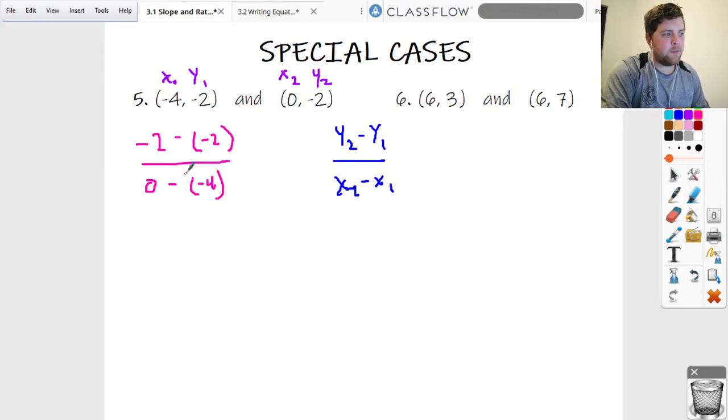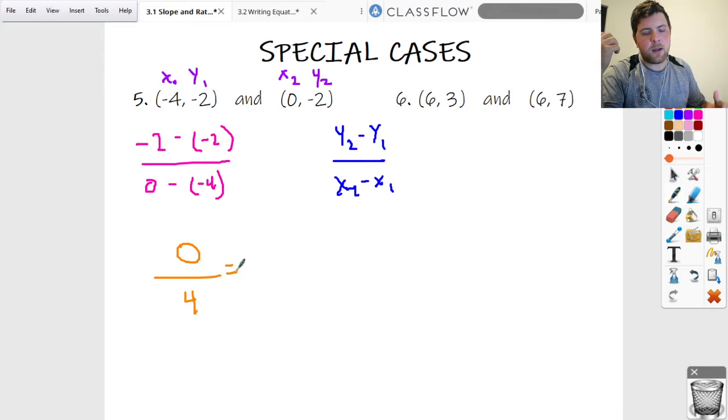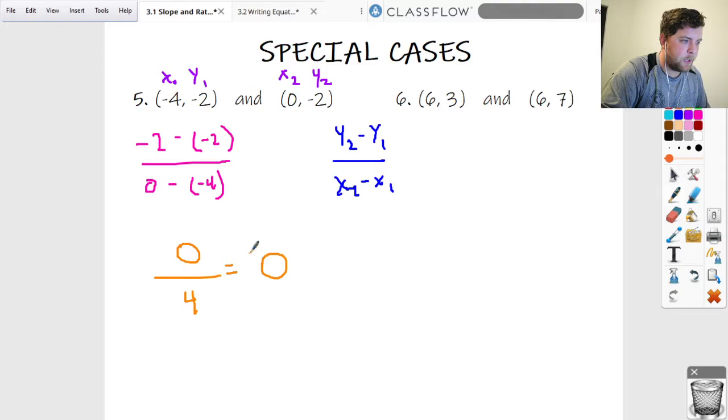Okay, both these negatives get distributed, so they become positive. So -2 plus 2 gives me 0, divided by 0 minus -4. This negative gets distributed there, so that becomes positive. So 0 over 4. So then I just have to think, how many times can I divide 0 by 4? If you took 0 and you split it into 4 pieces, how many would you have? Which would still be 0. So 0 divided by anything is 0.